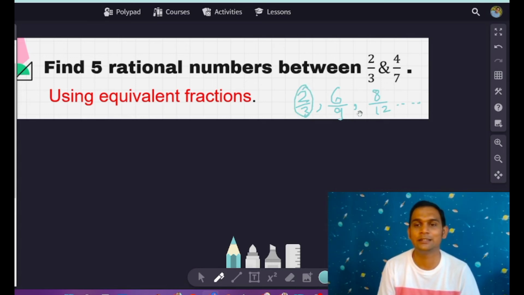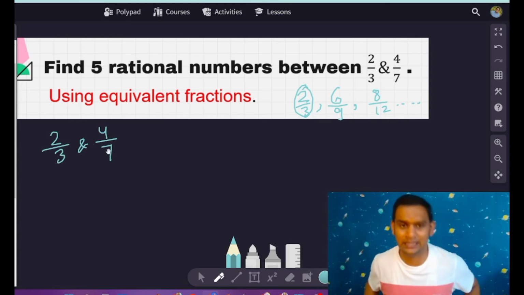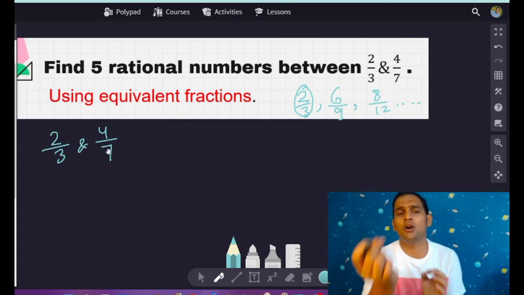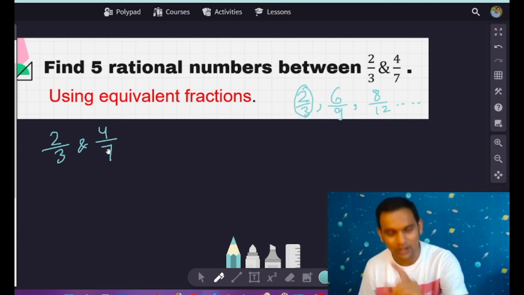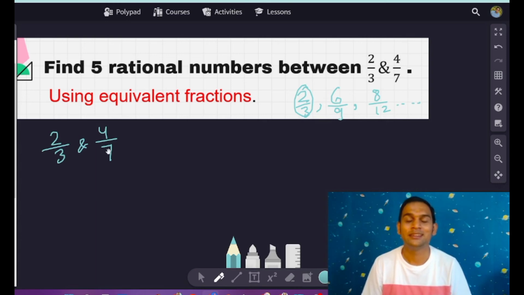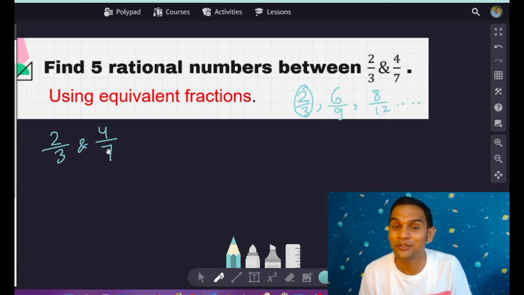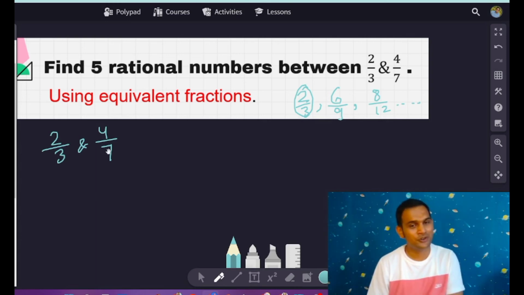I hope that is clear. So now, using equivalent fractions, how can we find 5 rational numbers between 2 by 3 and 4 by 7? Whenever we are comparing, it's a little bit of a concept of comparison, right? Whenever we start comparing, one thing we must be sure of is that we have like fractions with us. So first, we take the LCM of these two denominators.